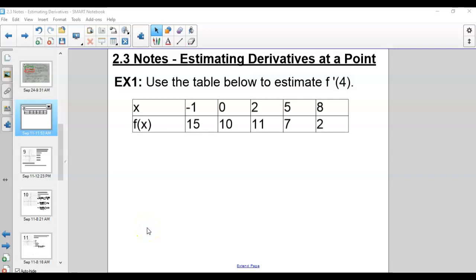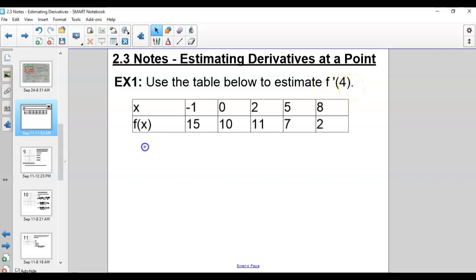Alright, in this section we're going to look at estimating derivatives at a point. There are several ways that we can estimate a derivative at a point, and the first way that we're going to do is from a table. This asks us to use the table to estimate f prime of 4.